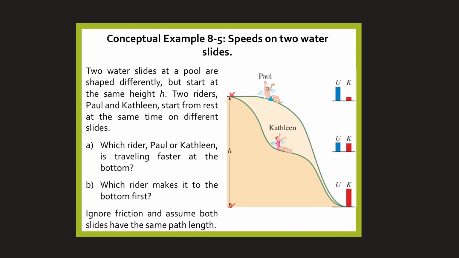Which rider makes it to the bottom first? Here the answer is Kathleen. The reason the answer is Kathleen is that you can see it from the shape itself.